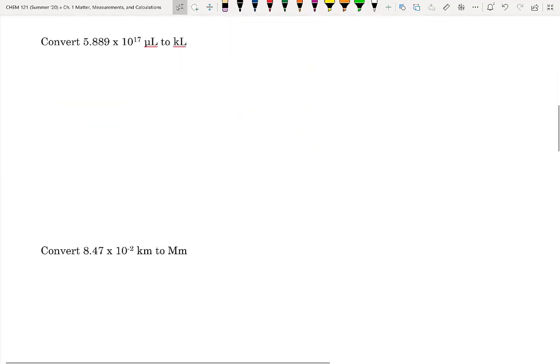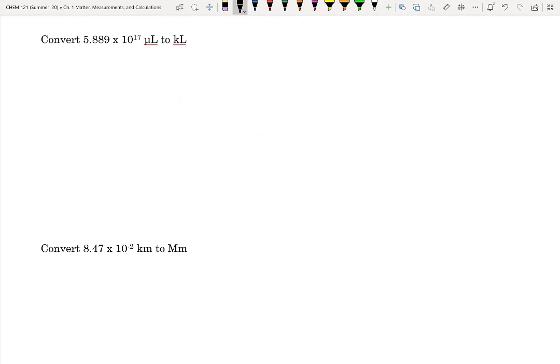Okay, so next one. Again, I'm going to start out with what I know. So this one, I know that I've got 5.889 times 10 to the 17th microliters as my original value. And we're eventually going to try to get that to kiloliters. So let's first identify what a microliter is. So I'd say 1 microliter must equal some number of liters.